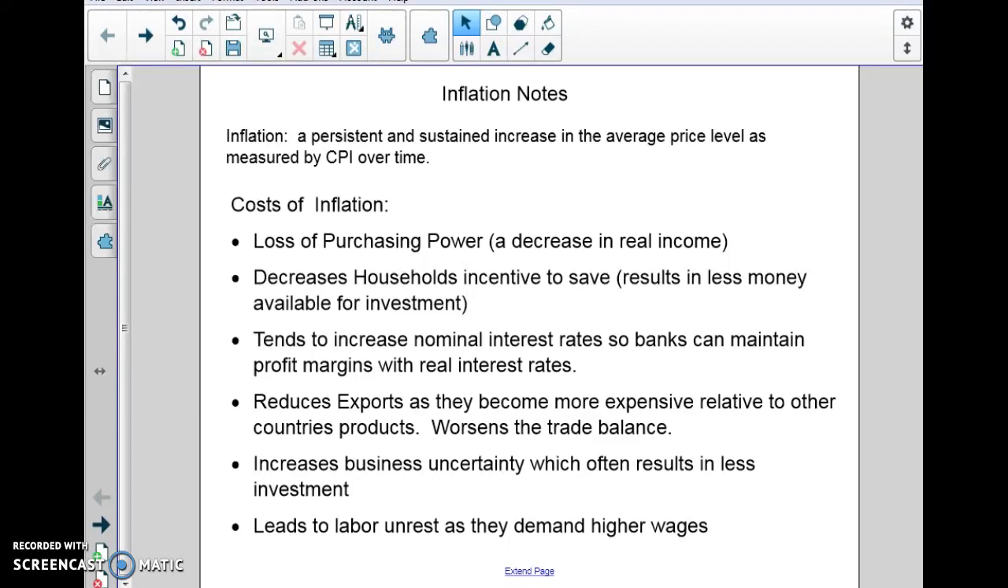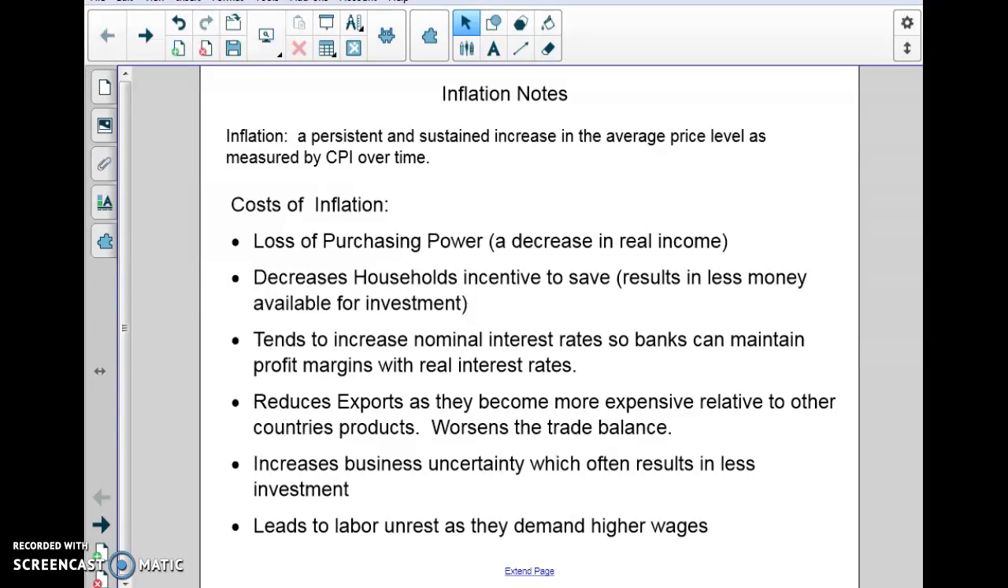We're going to do a little crash course here on inflation. This is the second of the economic problems. We talked about unemployment when I was still here. A lot of this is going to be a review, so we're going to kind of fly through it, and I'll slow down on the stuff that is new, and then we'll practice some stuff.